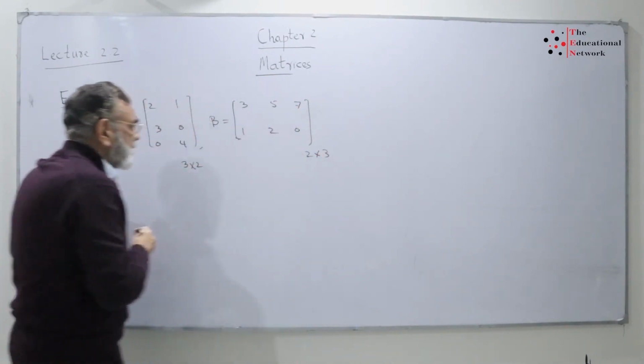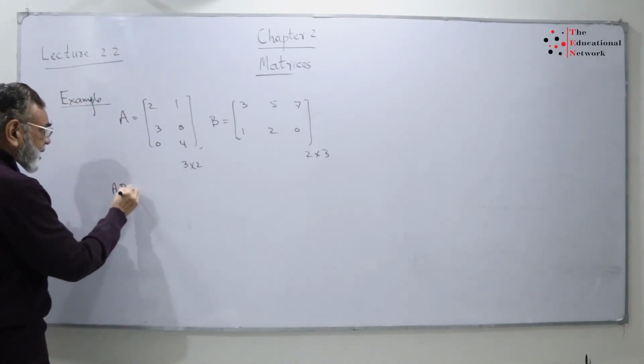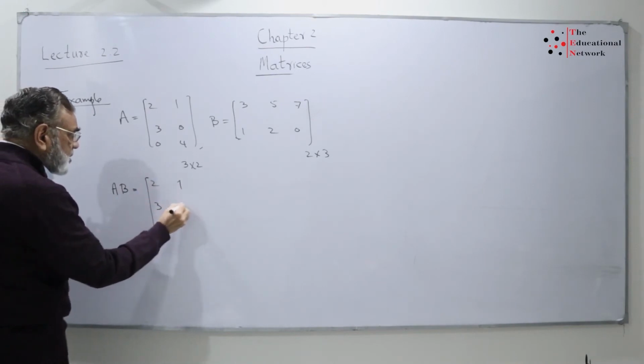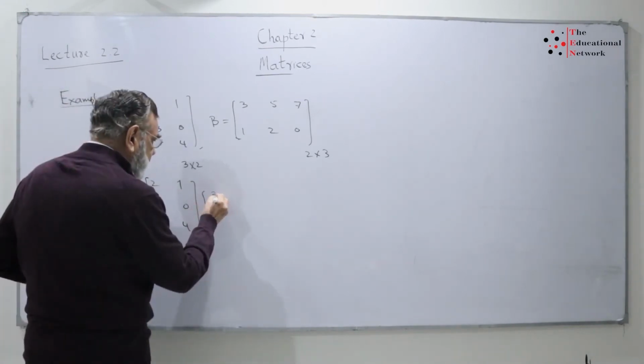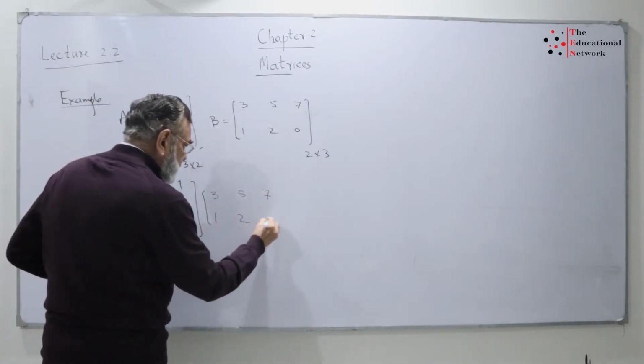So I can just multiply them. So when I multiply them, I get here AB. So I write my A. My A is 2, 1, 3, 0, 0, 4. And my B is 3, 5, 7, 1, 2, 0.